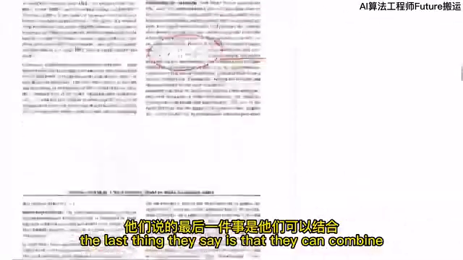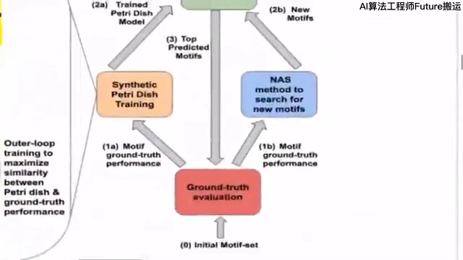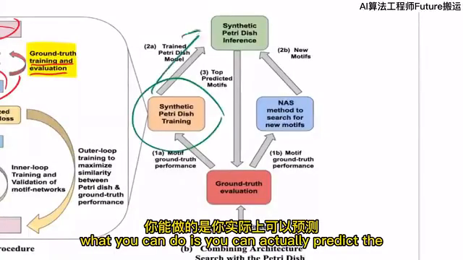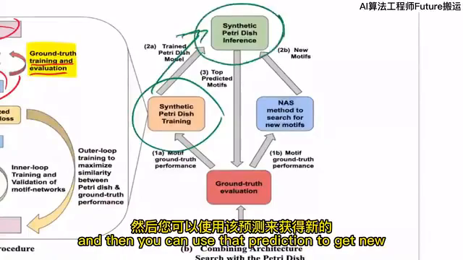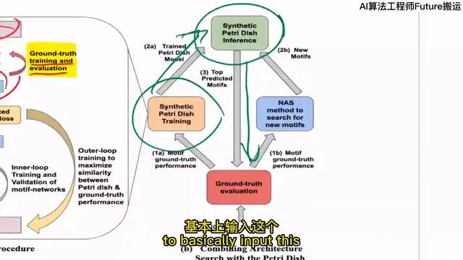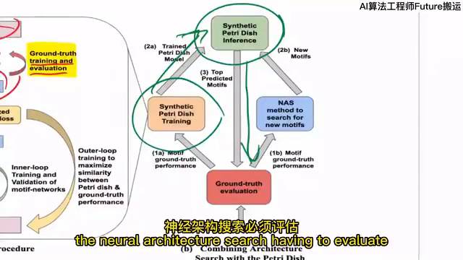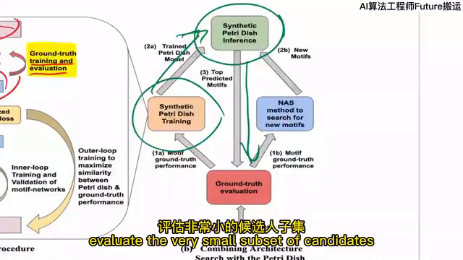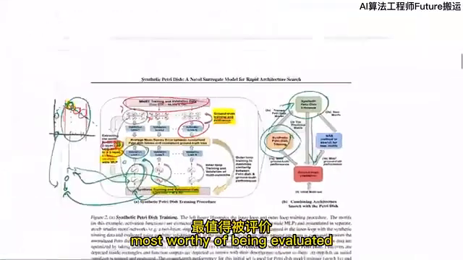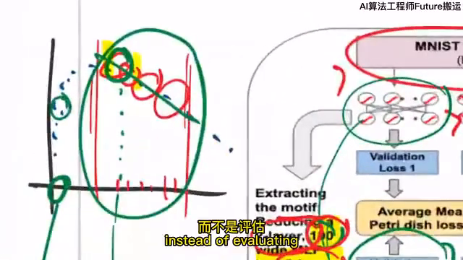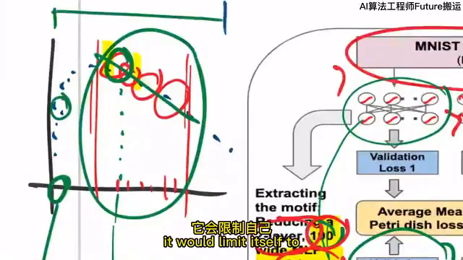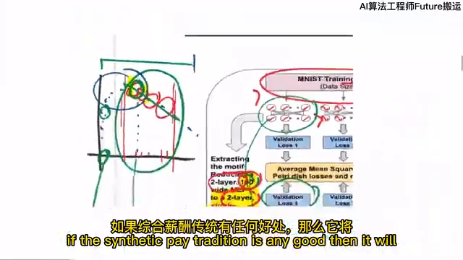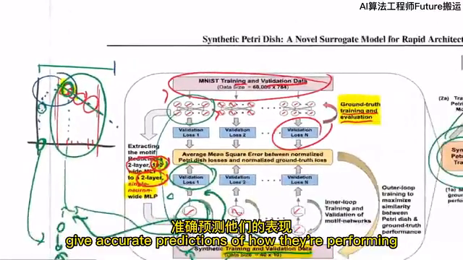It's basically it. The last thing they say is that they can combine this with architecture search, in that not only can you predict good architectures, you can actually predict which architectures are good, and then you can use that prediction to input this into your neural architecture search to inform it. So instead of the neural architecture search having to evaluate all of the candidates that it produces, it only has to now evaluate the very small subset of candidates that the synthetic Petri dish deems most worthy of being evaluated. In this case here, instead of evaluating all of the things here, it would limit itself to whatever the synthetic Petri dish says are the highest performing ones. Because if the synthetic Petri dish is any good, then it will give accurate predictions of how they're performing.